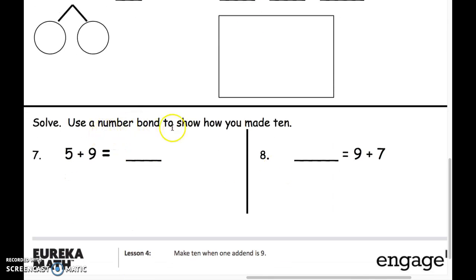And the bottom says use a number bond to show how you made 10. So here you don't need to draw it, but if you need to draw it, you should. So you're going to show your number bond. So what did you take from the 5? Show me the number bond, and then add. This one, don't forget, this one's backwards, but it still is the same thing. Blank equals 9 plus 7 is the same as saying 9 plus 7 equals.